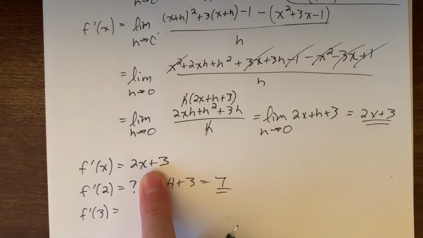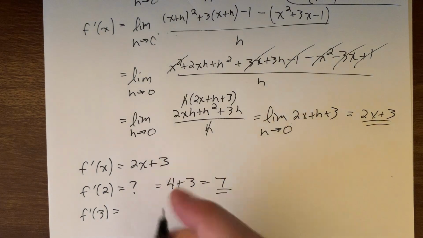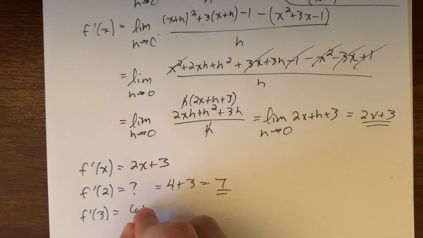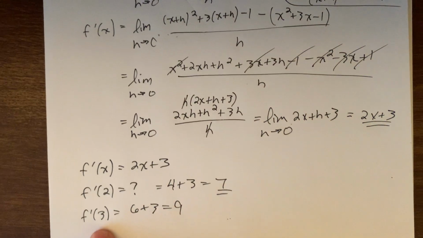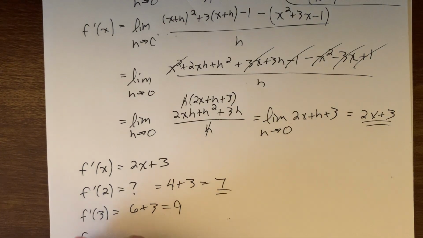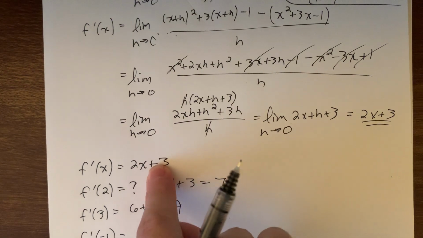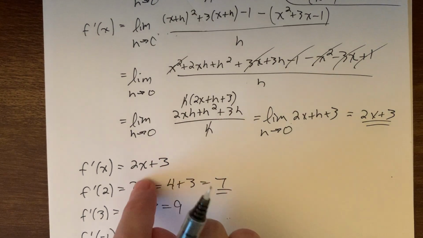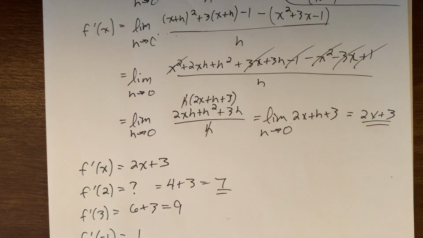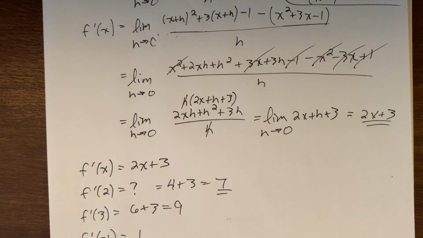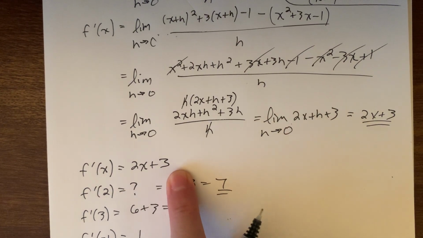Now that you've got the derivative function, you just plug in here. We'd get 2 times 3 is 6 plus 3. So the derivative at 3 equals 9. What about the derivative at negative 1? Well, I'd plug negative 1 in. 2 times negative 1 is negative 2 plus 3 gives me positive 1. What is the derivative at x is 0? Plug in 0 and you get 3.